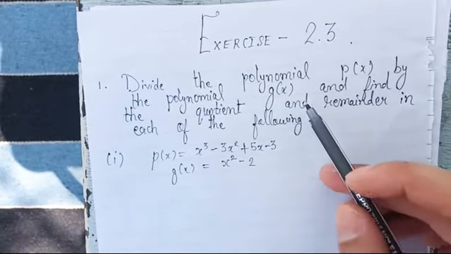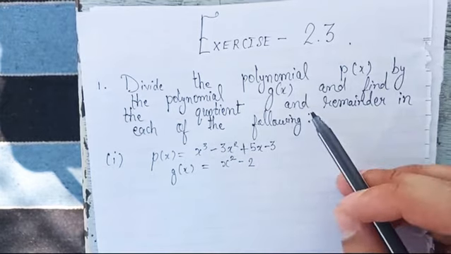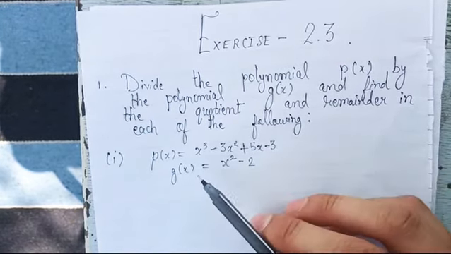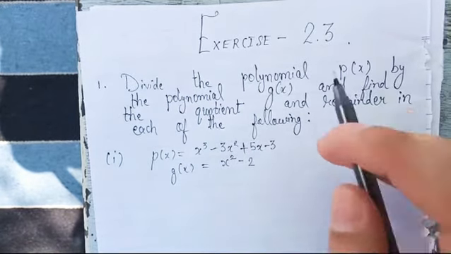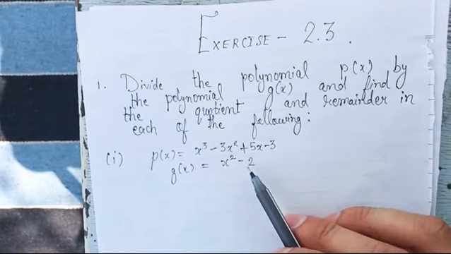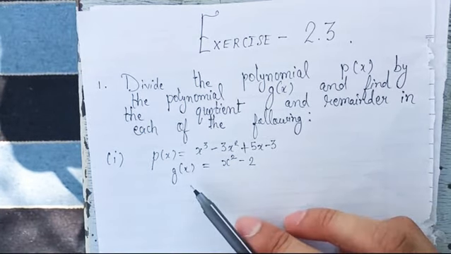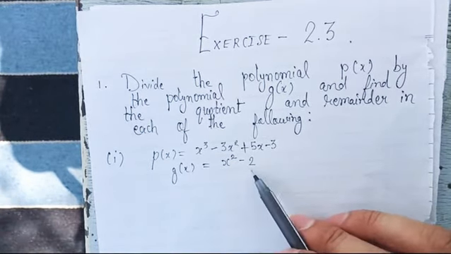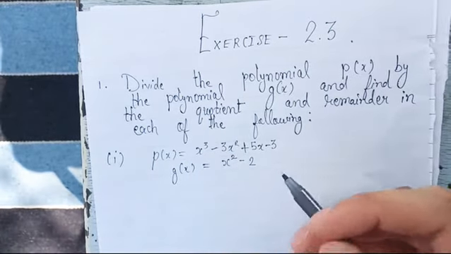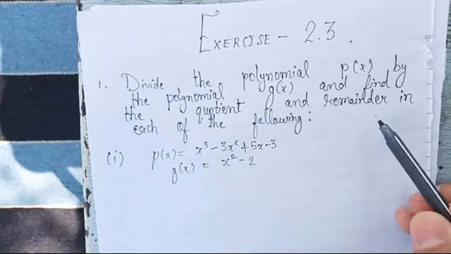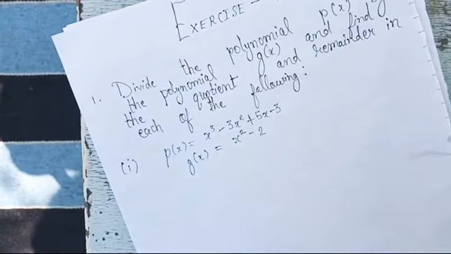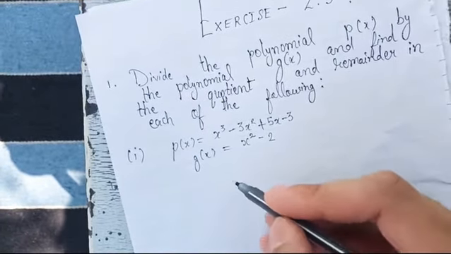Divide the polynomial p(x) by the polynomial g(x) and find the quotient and remainder in each of the following. p(x) is given as x cube minus 3x square plus 5x minus 3, and g(x) is given as x square minus 2. The concept we have understood now should be applied here to calculate the quotient and the remainder. So first of all, we will divide.